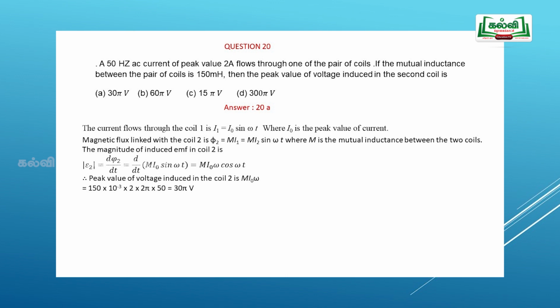M is given, I0 is given, omega is also given. Omega you have to calculate. Omega is 2 pi f. Since f, nu, is given, you calculate omega as 2 pi into 50. Then 150 into 10 power minus 3, and this is 2 current. I0 is the peak current. Calculate as 30 pi volt.